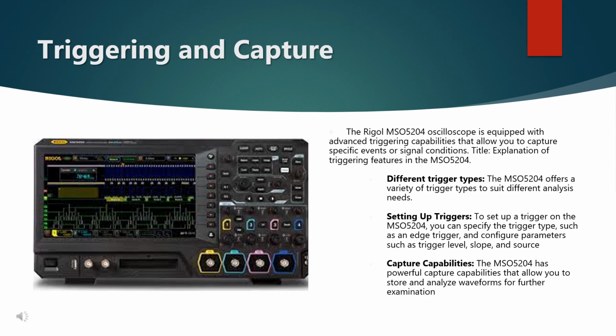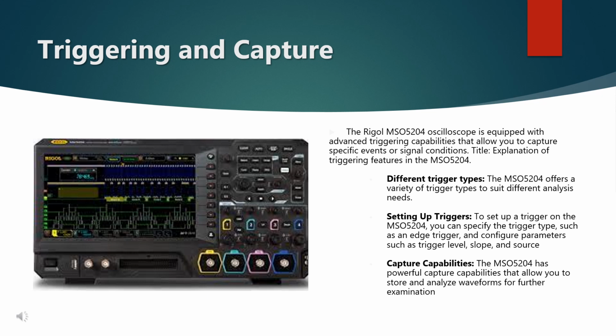Triggering and capture. The Rigol MSO5204 oscilloscope is equipped with advanced triggering capabilities that allow you to capture specific events or signal conditions. Let's explore the triggering features and how to set them up on the MSO5204. 1. Different trigger types. The MSO5204 offers a variety of trigger types to suit different analysis needs. These include edge trigger, pulse width trigger, pattern trigger, and more. Each trigger type focuses on specific signal characteristics or events, enabling precise triggering for accurate waveform capture.